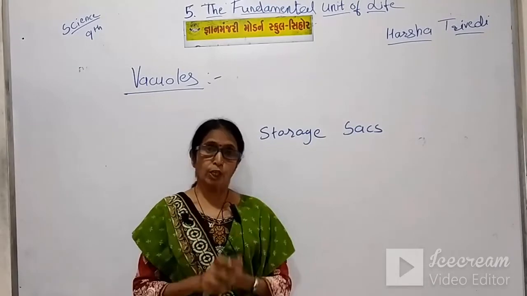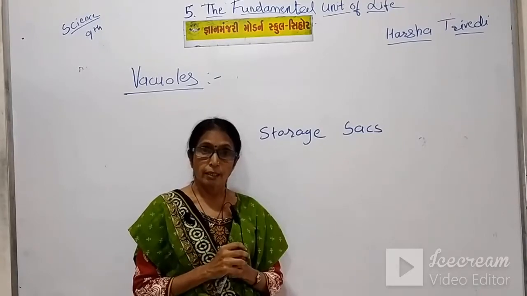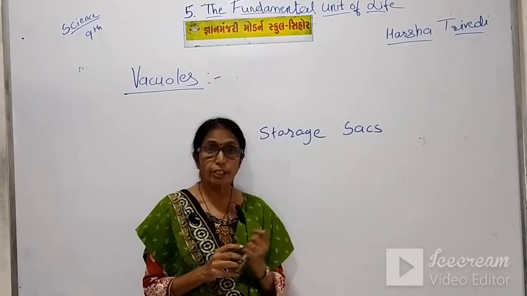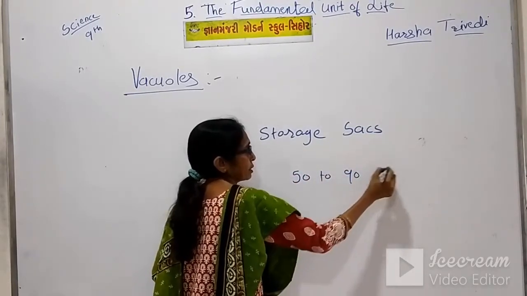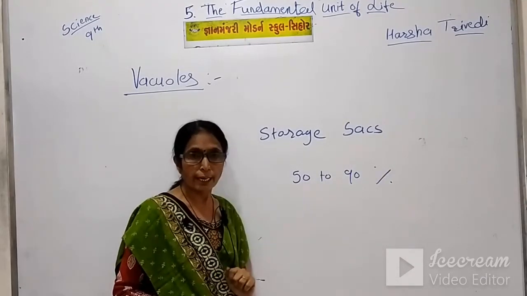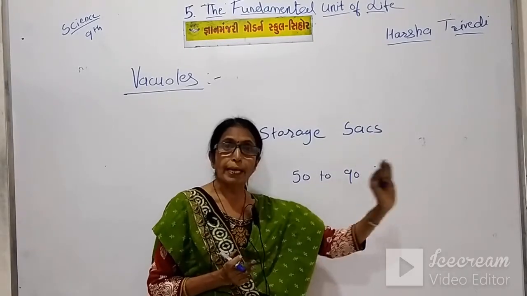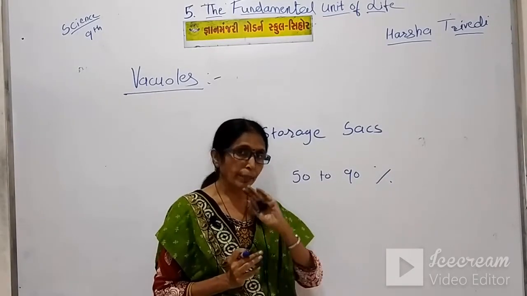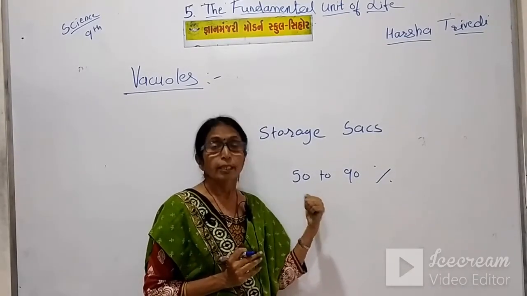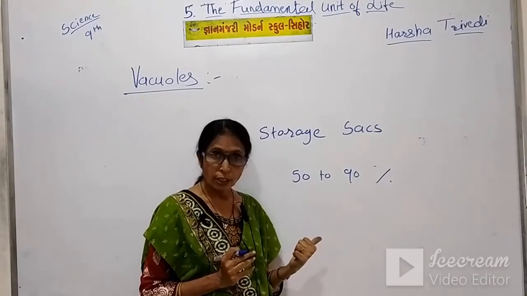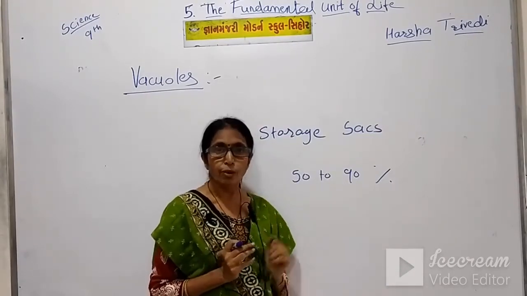The large vacuoles are found in plant cells. In the middle of the cell, a large vacuole is there. It occupies 50 to 90% of the space of the cell. And due to that, the nucleus goes away, to the periphery of the cell. So 50 to 90% space is occupied by the vacuole in a plant cell. So the nucleus goes away from the center.